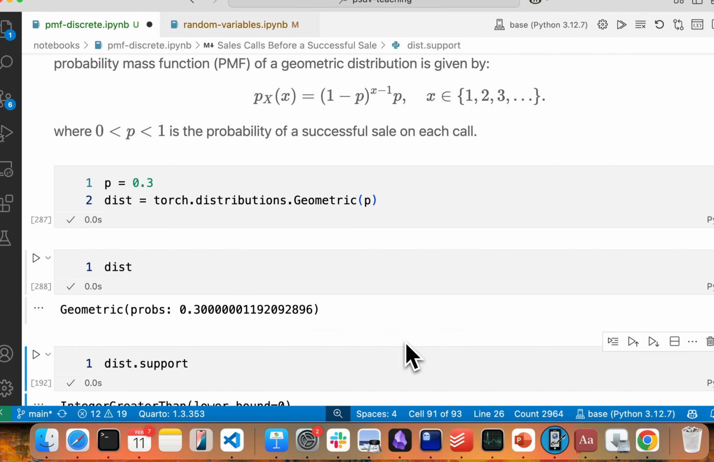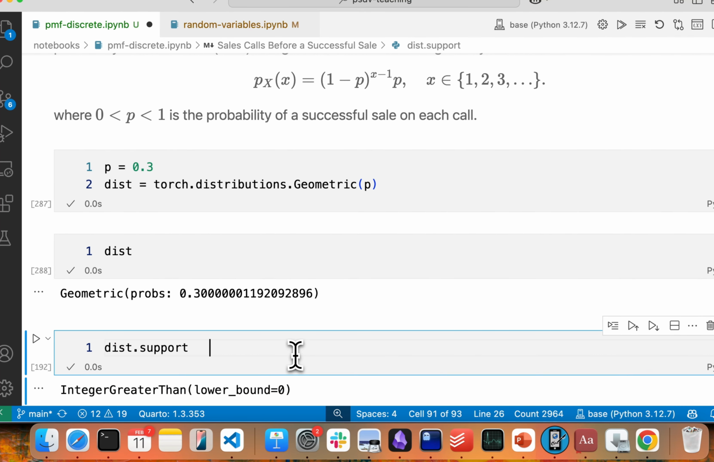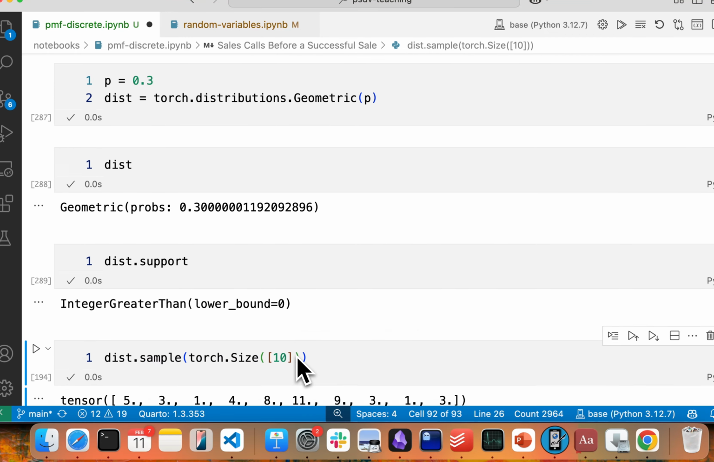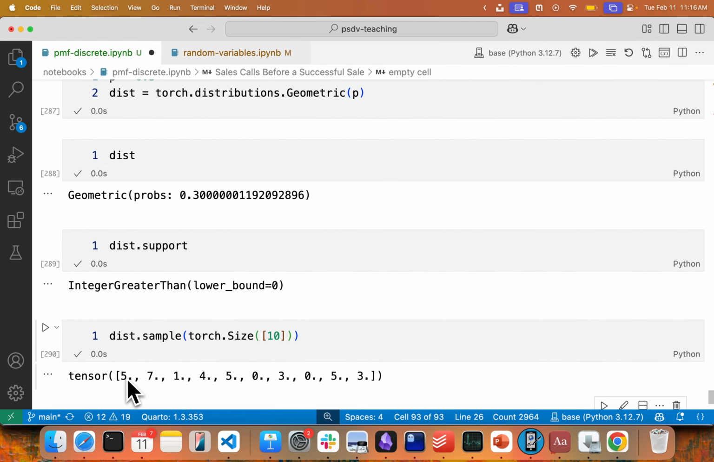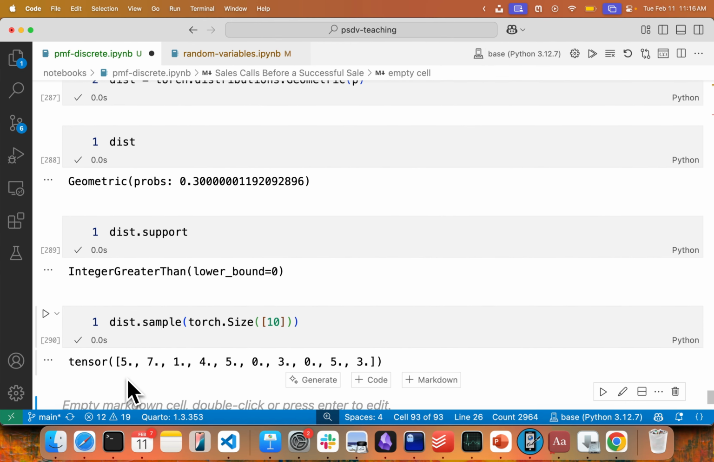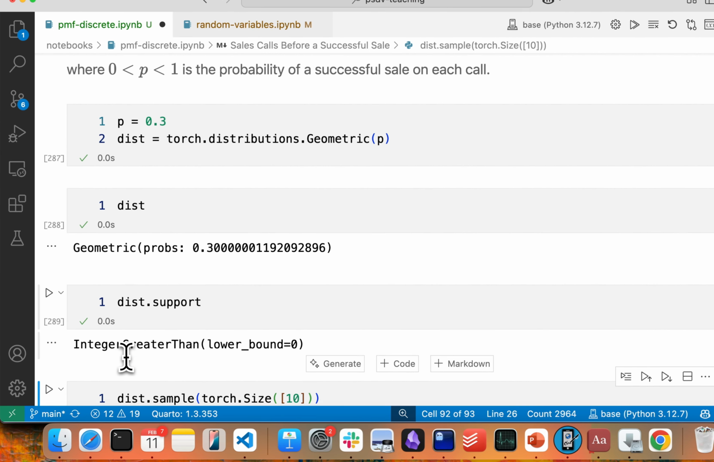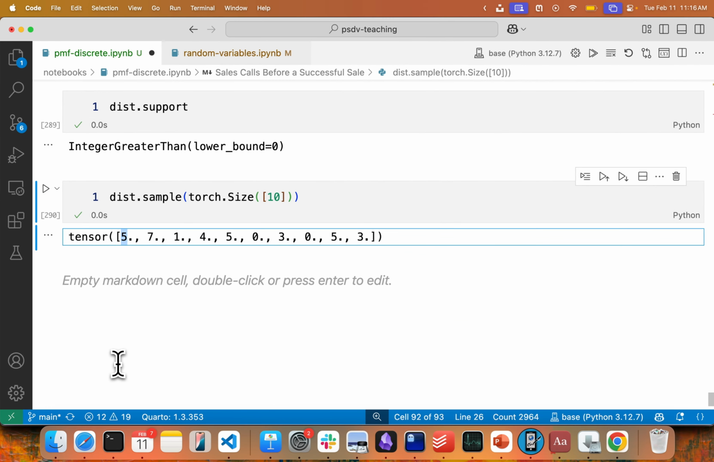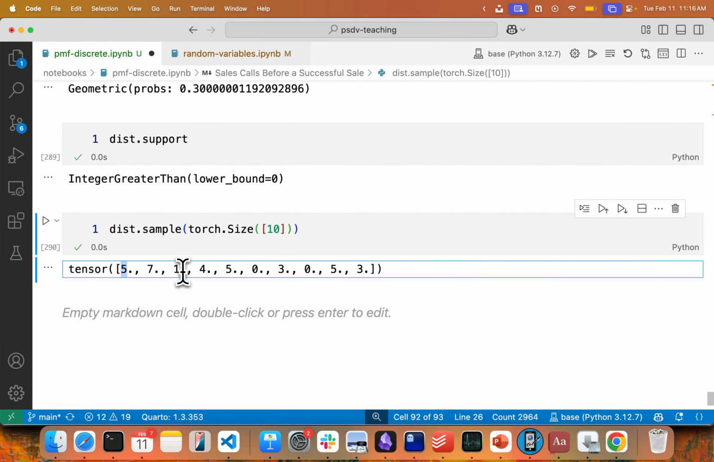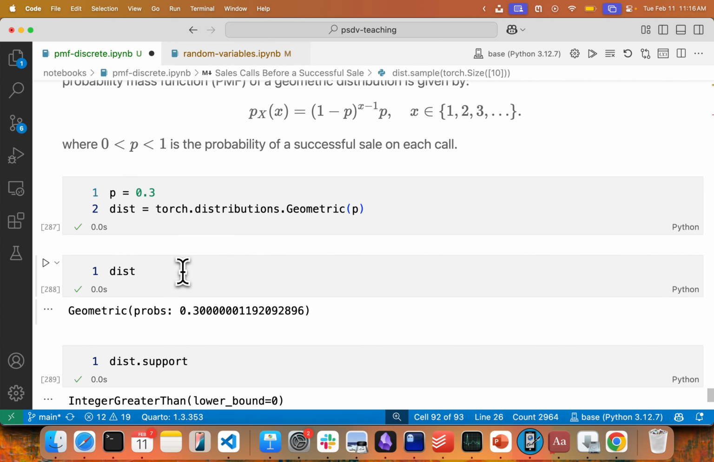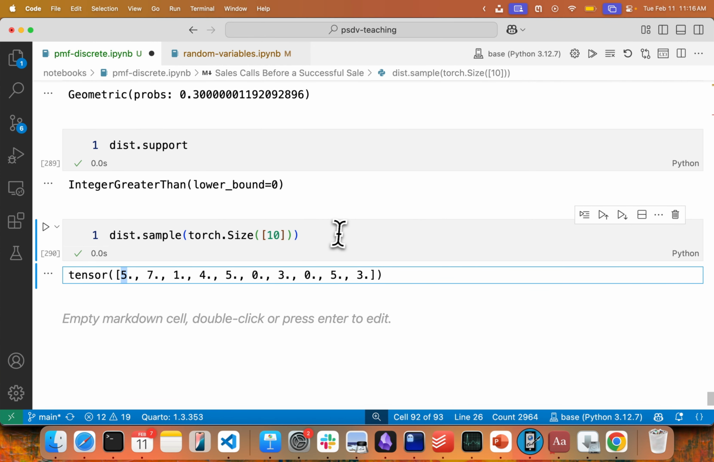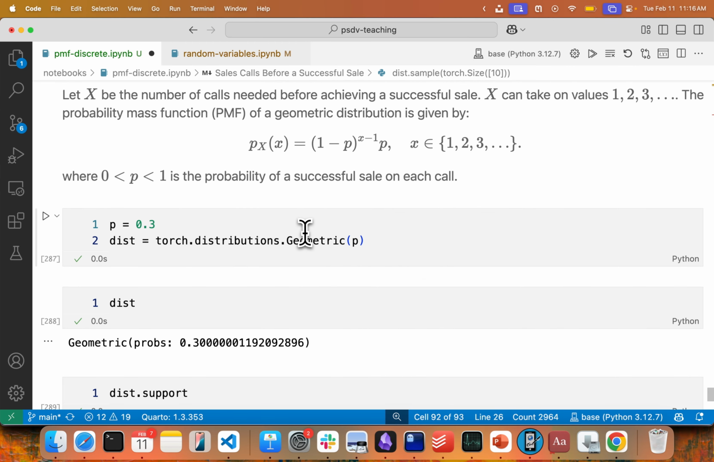I can look at the distributions. The support, like Poisson, is non-negative integers. If I were to do a sample of 10, what this means is that I need to make 5 calls before I get a successful sale. I need to make 7. I need to make 1. So therefore, you can again just plot the PMF of this. You can also draw some samples, get some data, and then try and understand how the histogram compares to the PMF.